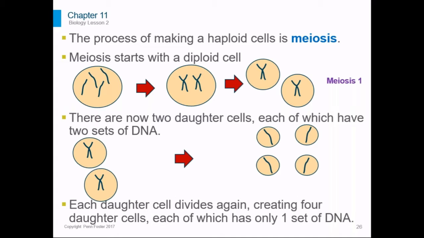Okay, so you start with one cell, it divides, it divides again, and you end up with four cells. And each of those four cells only has one copy of DNA. So if it's making sperm cells, it makes four sperm cells just from doing this process once. And each of those cells only has one copy of DNA.